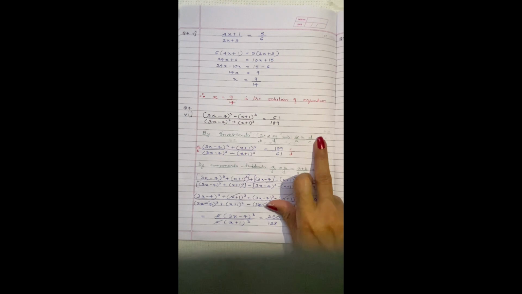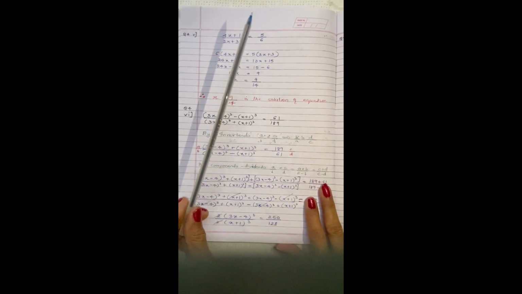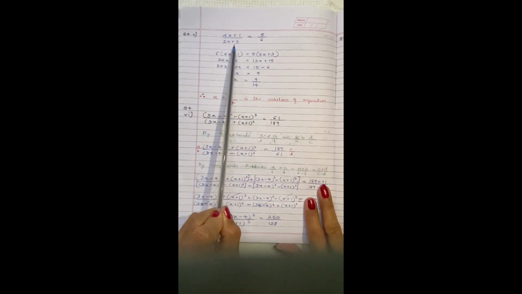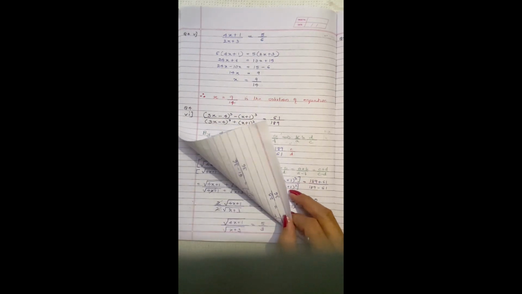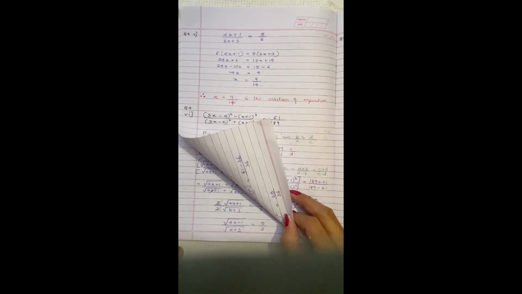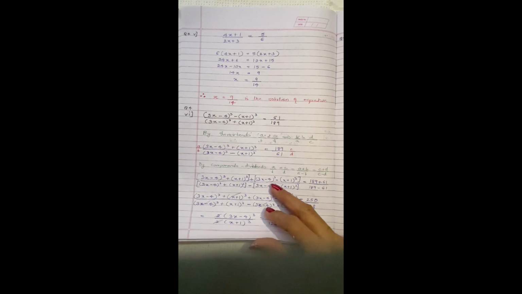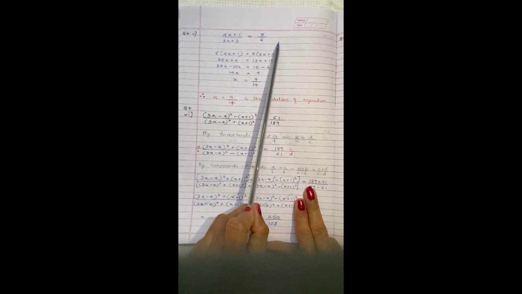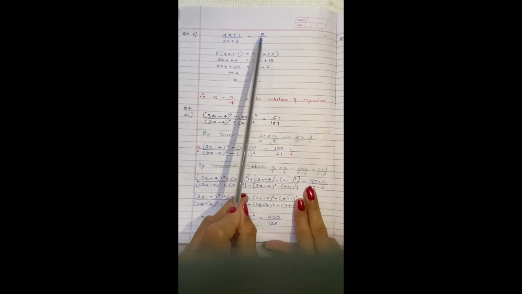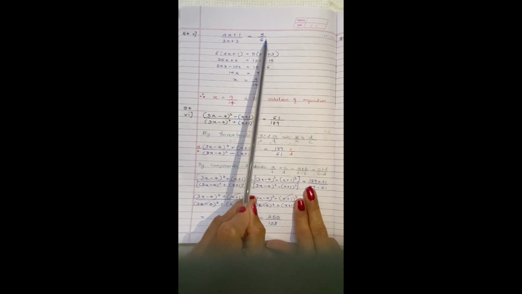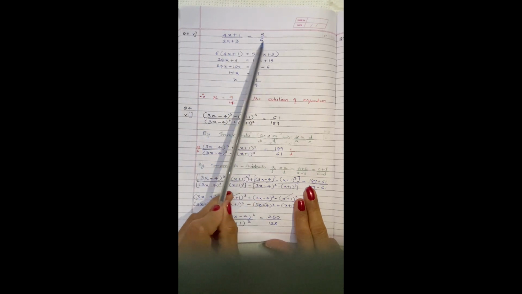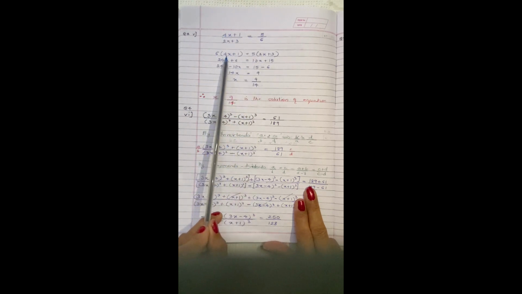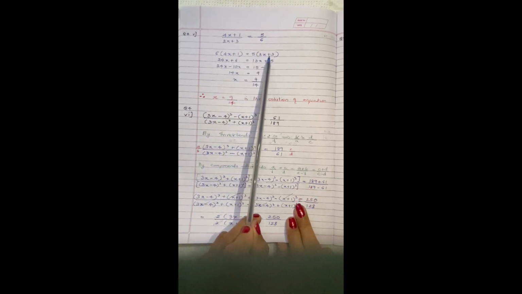Continue with the same question. Now we have got 4x plus 1 upon 2x plus 3 is equal to 5 upon 6. Now we have to remove the squares on both the sides. So squares are gone and square root of 25 is 5 and square root of 36 is 6. So we'll cross multiply 6 into 4x plus 1 and 5 into 2x plus 3.